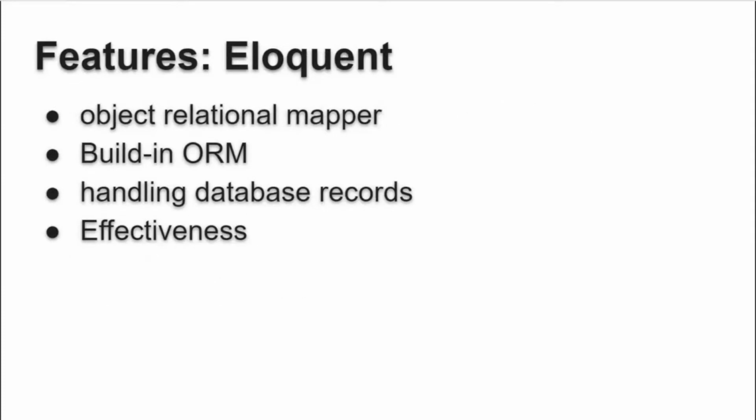Eloquent. Eloquent is an ORM, which is short for Object Relational Mapper. It is included by default within the Laravel framework. An ORM is software that facilitates handling database records by representing data as objects, working as a layer of abstraction on top of the database engine used to store an application's data.